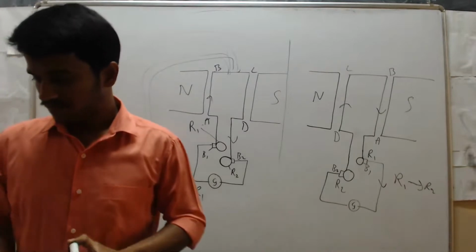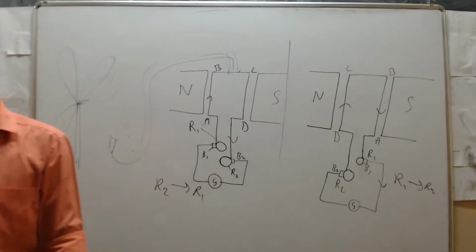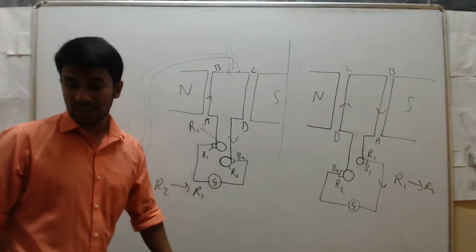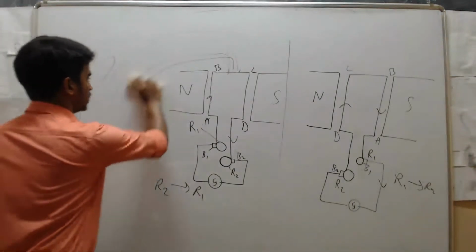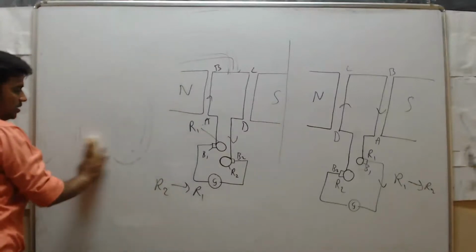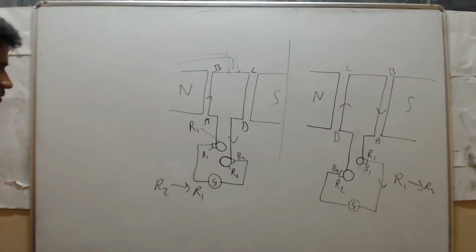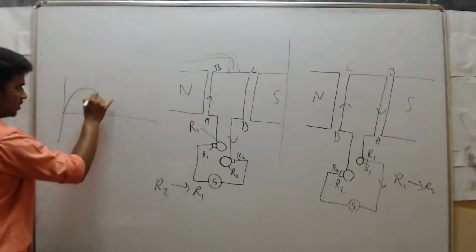I think time is over, so I will stop here. Tomorrow we will study the DC generator, how we can generate direct current. Now this electric current, we can show graphically, like this.